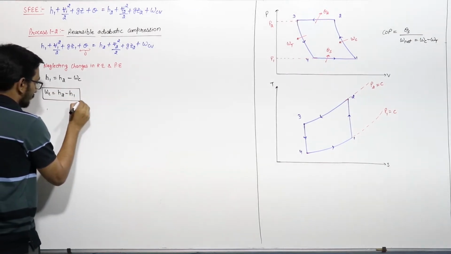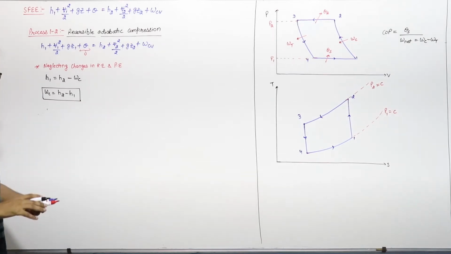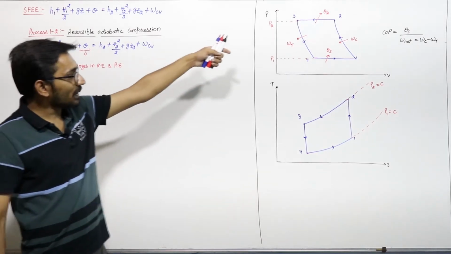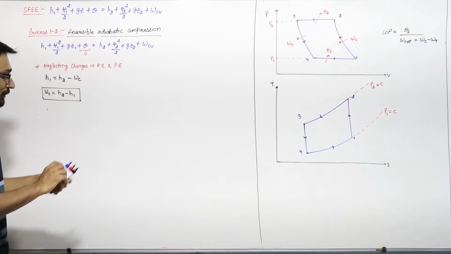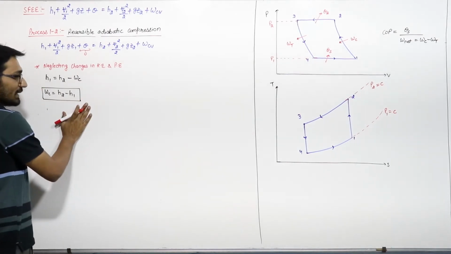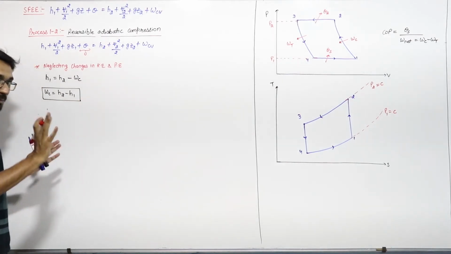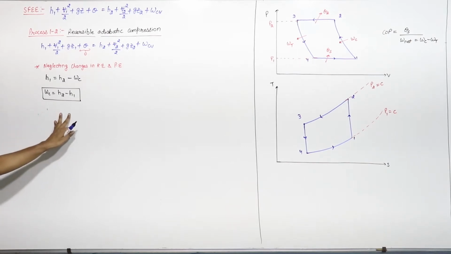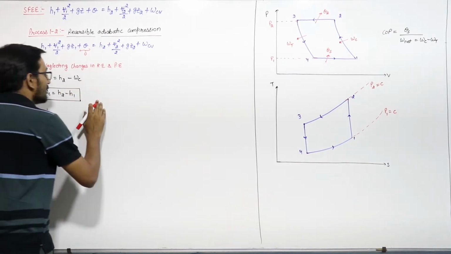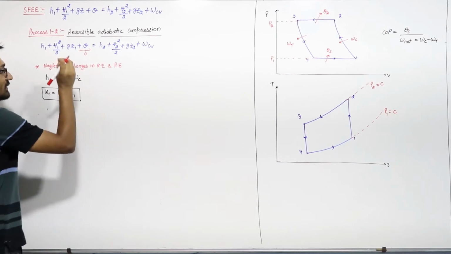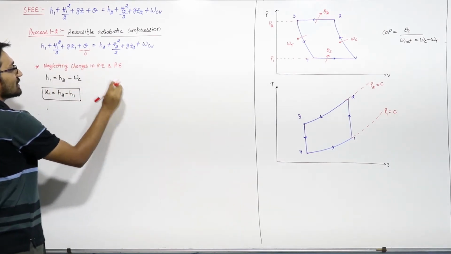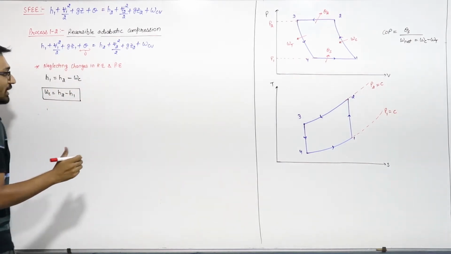Now, WC is equal to H2 minus H1, the enthalpy at point 2 minus the enthalpy at point 1. This formula is applicable, and just pay attention, guys, with only one assumption: neglecting changes in kinetic energy and potential energy, which are 0.